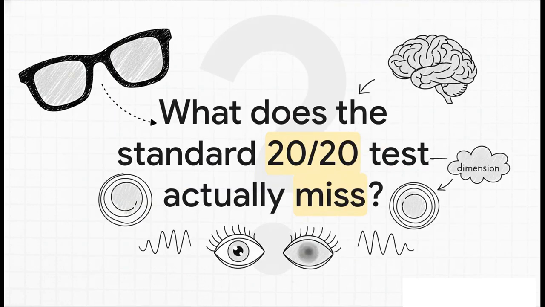So that's the big question, isn't it? If having 20/20 vision isn't the whole story, then what are we missing? Well, as we're about to see, the standard test is great at measuring one very important part of vision, but it totally ignores another piece that has a huge impact on how we see the world every single day.